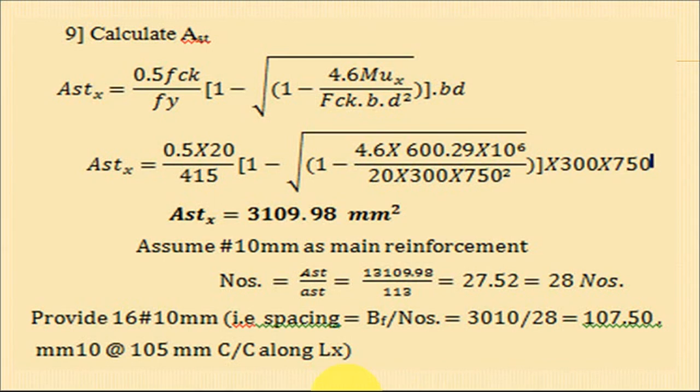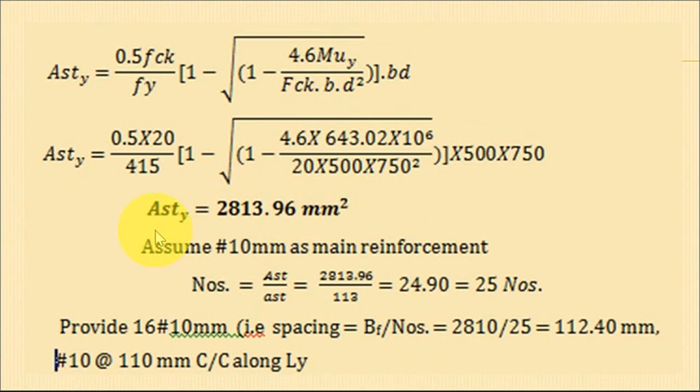Then calculate Ast. Astx is related with the Mux and Asty is related with the Muy. So Astx is equal to 3109.98 mm square. Then find the number of bars or spacing. Number is equal to this Ast divided by the area of one bar. 28 bars are there. Here we can provide 28 bars of 10 mm diameter, or we can find the spacing, that is equal to 107.50. So 10 mm diameter at 105 mm center to center along the shorter span LX.